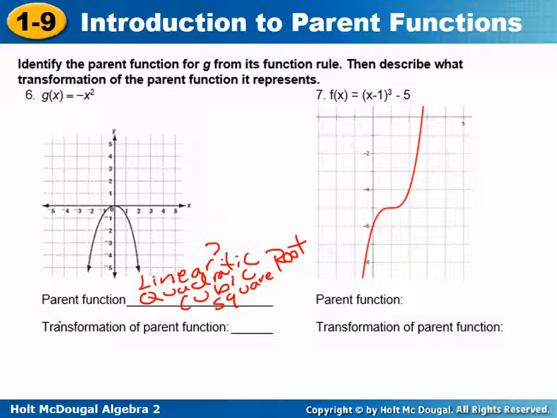So it is, you probably figured out, quadratic, and the parent function would be f of x equals x squared. Quadratic wins. The transformation is, let me just try to sketch. Here's your parent function. It's supposed to be right above that. So how has it changed?